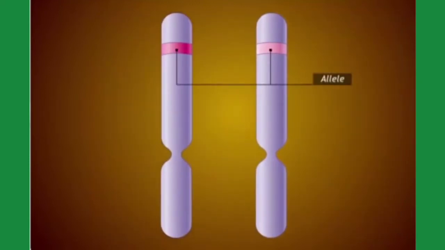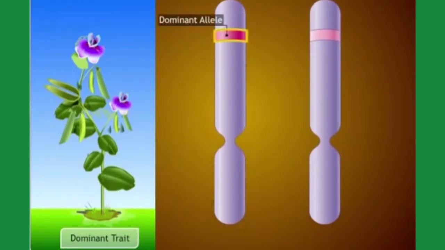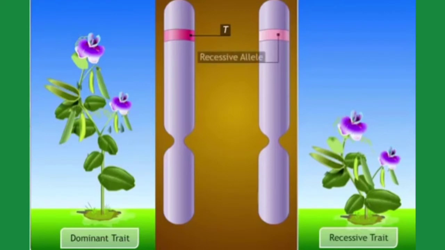Each gene is present in two alternative forms called alleles. Each allele controls a single trait. Tallness in a plant is a dominant trait controlled by a dominant allele and is represented by the uppercase T. Shortness in the plant is a recessive trait controlled by a recessive allele and is represented by the lowercase t.